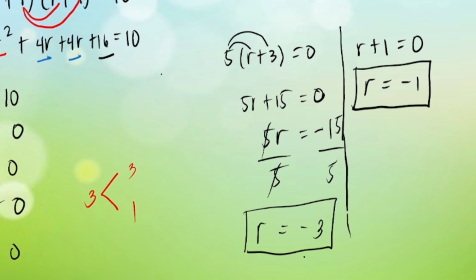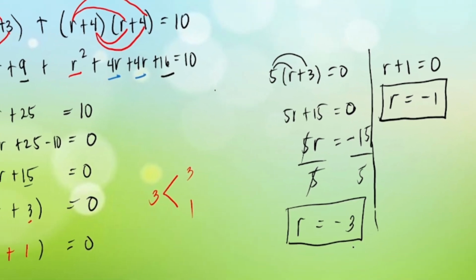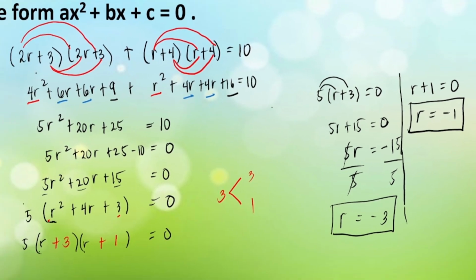Meaning to say, the roots are negative 3 or negative 1. We can also check if our answer is correct by substituting these values in our original equation here. If it satisfies the given equation, then our answers are correct. Okay? Let's have the conclusion. Therefore, the roots are negative 3 or negative 1.